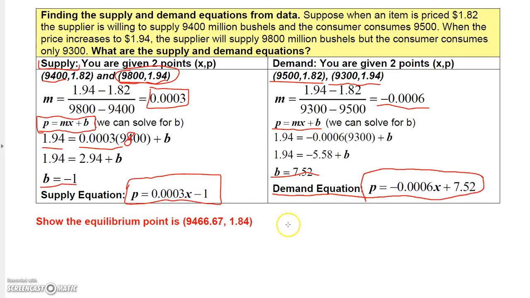And so here's the demand equation, P equals -0.0006x plus 7.52. And I'll leave it to you to set these two equal to one another and find the equilibrium point and show that the equilibrium point is at a price of $1.84 and roughly 9,467, if you round it, would be the quantity. 9,467, if you round to the nearest whole number, is the quantity.